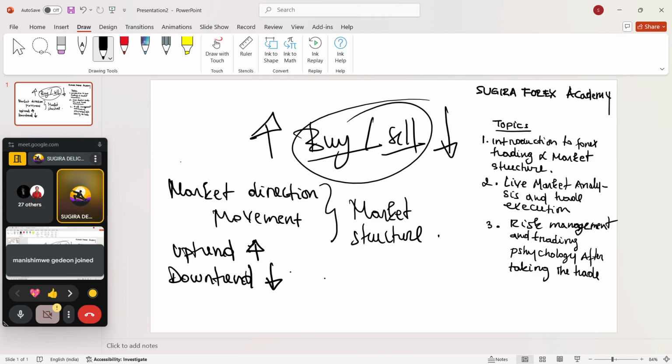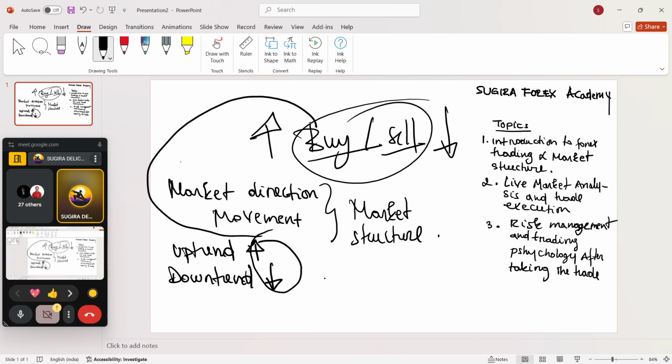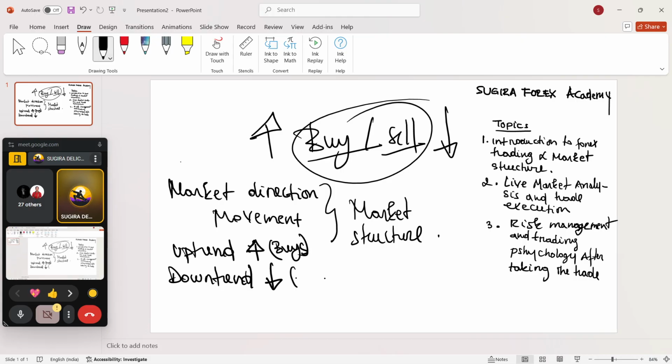Get my point? This one will give us the option of determining if we're gonna buy or sell. We're gonna predict if the market is gonna go up or the market is gonna go down. To mean if we are in an uptrend, the market is going up, so we are considering buys. We are buying the market. And if we are in a downtrend, the market is going down, to mean we are selling the market.